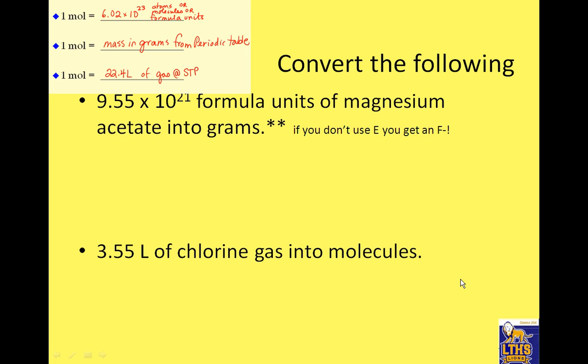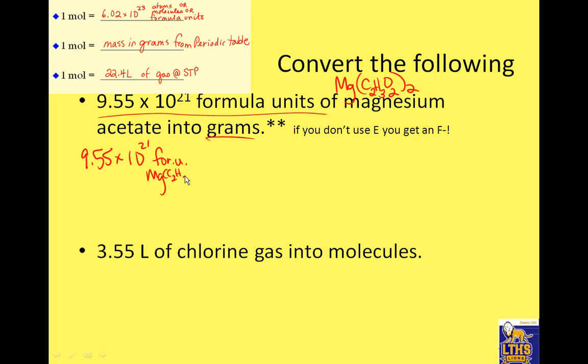Okay, now we need to convert formula units of magnesium acetate, Mg(C2H3O2)2. Wow, who picked that chemical formula? I did. All right, and we want to change it to grams. So make sure that you start with your given 9.55 times 10 to the 21st formula units of magnesium acetate. Formula units are in this conversion factor, and grams are in this one, so I have to use 2 steps.